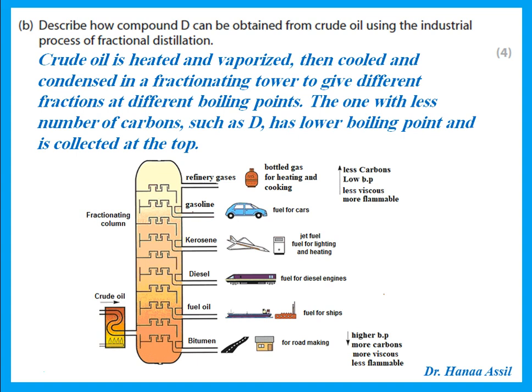As we go down, the boiling point increases until the ones at the bottom have a higher boiling point because they have more carbons, so they are larger molecules, more viscous. You know what viscous means? It means the liquid is very thick. As we go down, more viscous and less flammable. So this is what happens during fractional distillation of crude oil. You're required to know this.